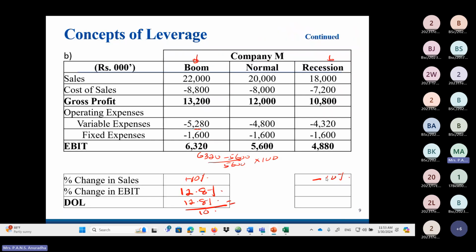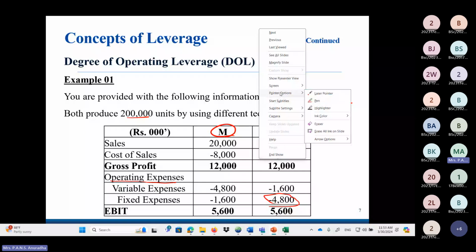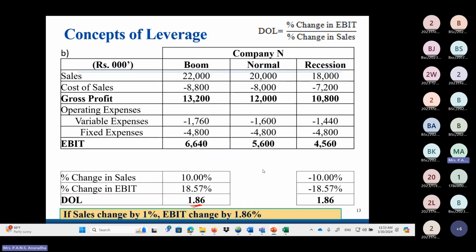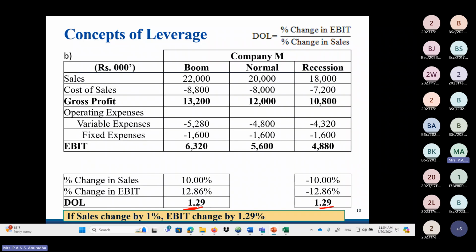Initially, by looking at this income statement, I asked you which company has high operating leverage. You told me that N is the one with high operating leverage because their fixed expenses in their operating expenses are greater than company M. So therefore, company N operating leverage is high. Now you calculate degree of operating leverage for the company N. It is 1.86. For the company M, it is 1.29. So compared to the company N, their operating leverage is low.